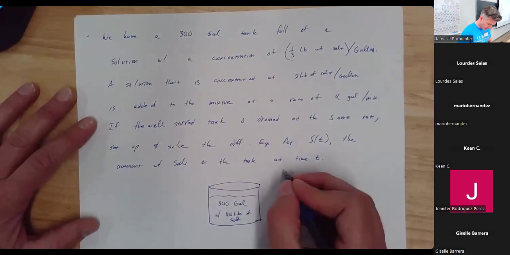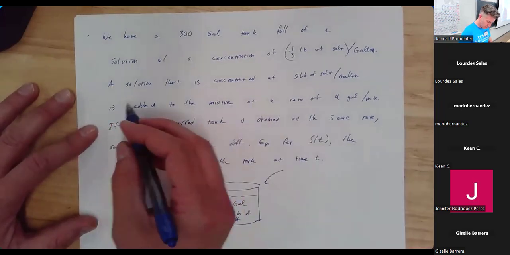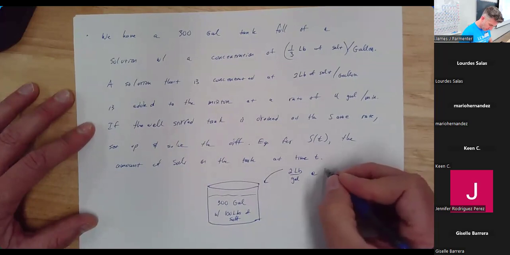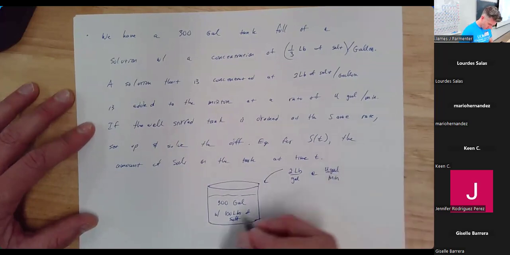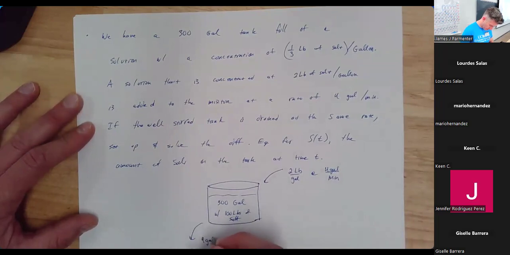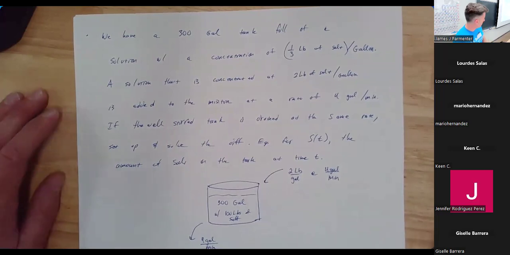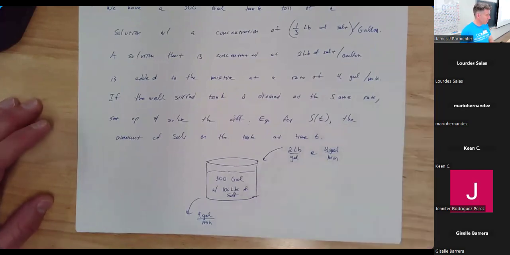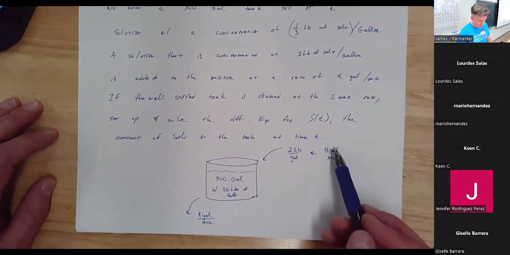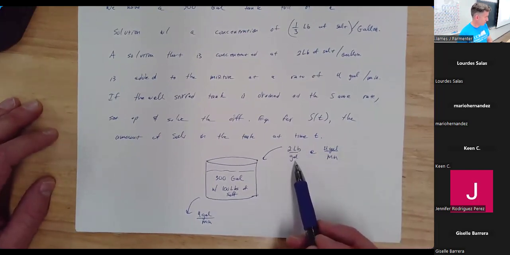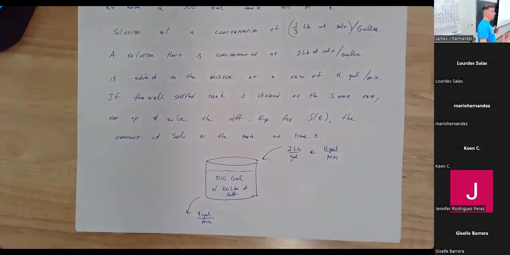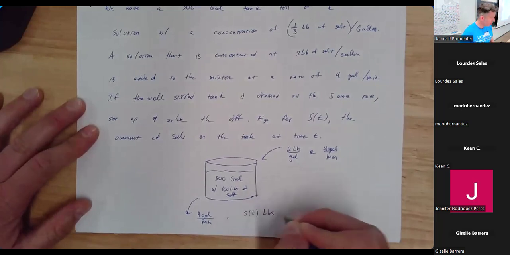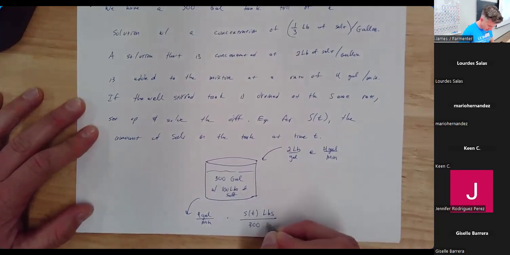And then into the tank, we are putting a mixture that is concentrated at 2 pounds per gallon at a rate of 4 gallons per minute. We're draining the tank at the same rate. Just to be super clear, the concentration of salt being drained is the amount of salt per volume. What we're putting in has a concentration of 2 pounds per 1 gallon. What we're taking out has a concentration of S of T pounds of salt over 300 gallons of volume.